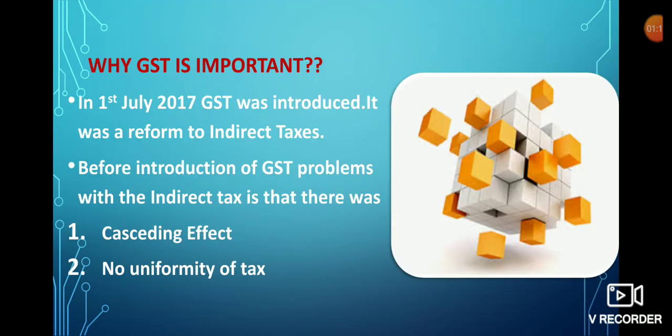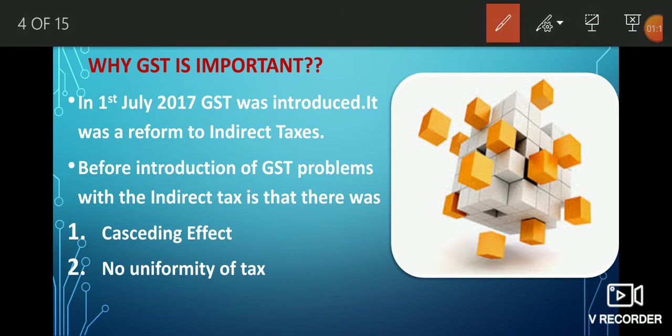Then we proceed towards why GST is important. On 1st of July 2017, GST was introduced, which is a reform to the indirect tax. Before the introduction of GST, the problem with the indirect taxes is that there is a cascading effect and there is no uniformity of taxes in the taxation system. What is the cascading effect and what is the non-uniformity of taxes, we will discuss all in detail.